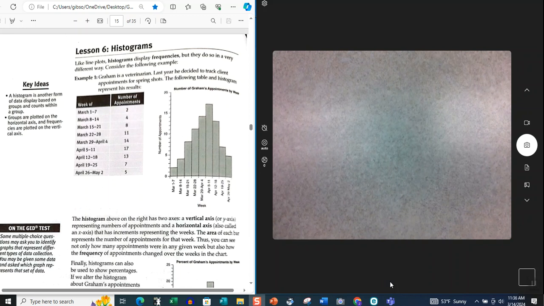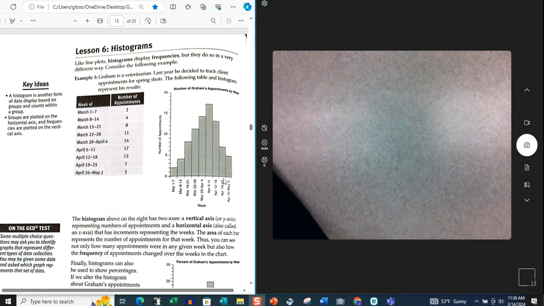Graham is a veterinarian. Last week he decided to track client appointments for spring shots. The following table and histogram represent his results.